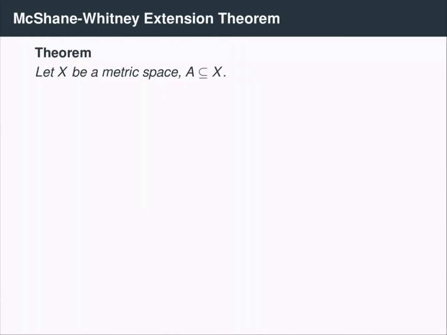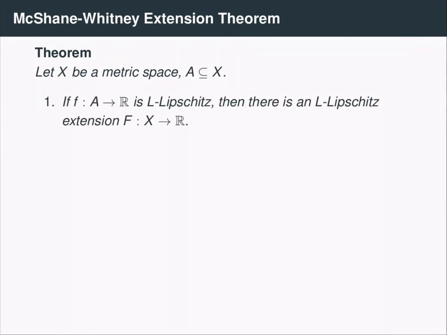The first extension theorem we'll discuss is a simple one called the McShane-Whitney extension theorem. So suppose we have a metric space X and a subset A of the metric space, and suppose that we have an L-Lipschitz function f defined on A going into the reals. Then we can find another L-Lipschitz function that extends the function f to all of the metric space X. So the proof of this extension theorem is not too bad, so let's go through it. We can actually write down the extension explicitly. So the extension is equal to the infimum over all y in the set A of L times the distance between x and y plus f of y.